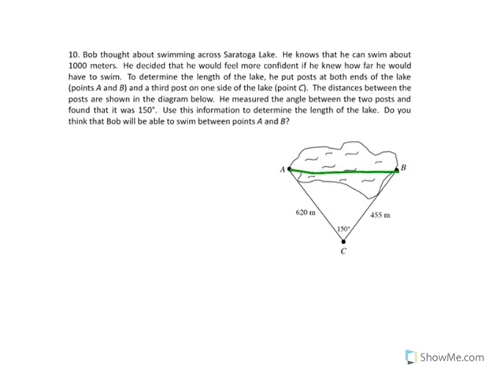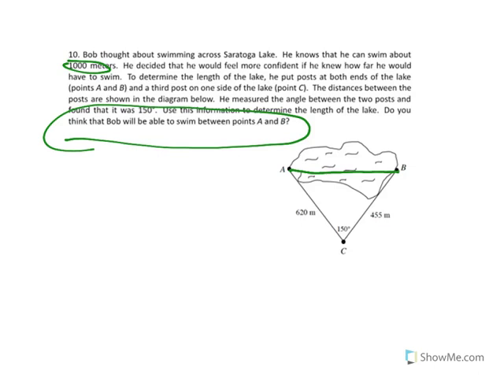Do you think that Bob will be able to swim between points A and B? Really, that last one, so he knows he can swim about 1,000 meters. If you guys don't answer that question, whether he can or cannot swim that distance on the test, you just got a 4 out of 5 for just not saying whether he could or not. You did all the math on it. You just have to answer the question. So you need to answer, do you think that Bob can swim between A and B?